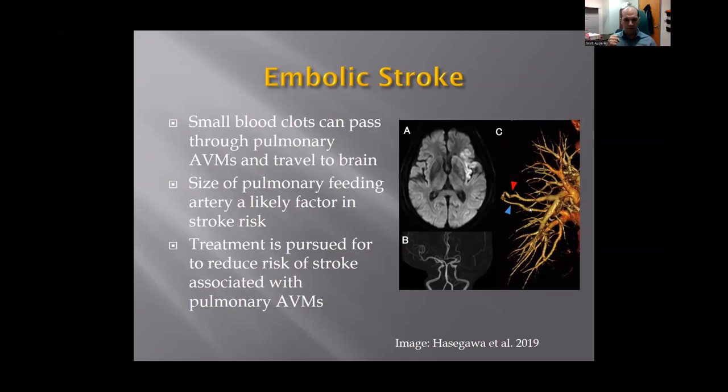Embolic meaning it travels to the brain and blocks some of the small blood supply to the brain. Now, the pulmonary feeding artery, the artery leading to the AVM, is likely a factor in that risk. There are some other studies that suggest there might be other factors, and the relationship might not be as strong as maybe once thought. But I think there's probably some factor related to the artery size. And so treatment is pursued to reduce that risk of stroke associated with pulmonary AVM.